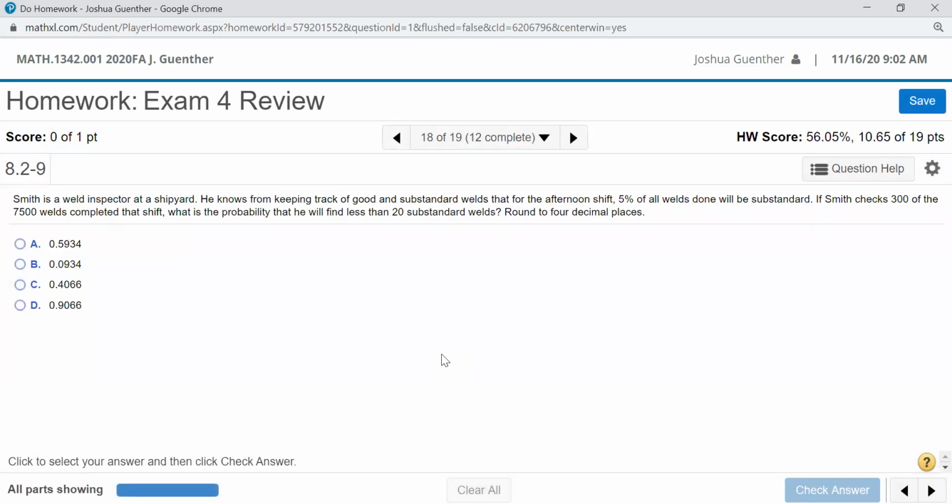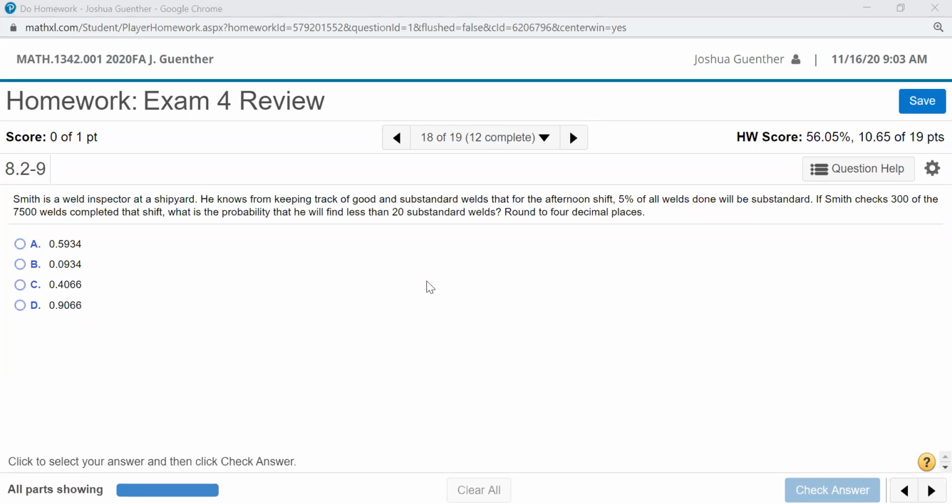I want a probability problem. Here we go. Smith is a weld inspector at a shipyard. That's kind of a cool thing to be, I guess, a weld inspector. He knows from keeping track of good and substandard welds that for the afternoon shift, 5% of all welds will be substandard, so it'll be bad. 5% of all welds done will be bad. If Smith checks 300 of the 7,500 welds completed that shift, what is the probability that he will find less than 20 substandard welds?